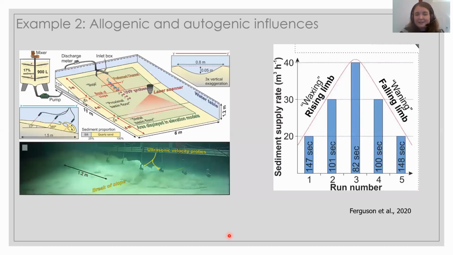We can make, of course, a lot more sophisticated experiments than these single-run ones. And if we want to see, for example, how cycles of sediment supply influence our deposits, then we have to run subsequent flows. And this is what we did in this study. We ran 5 subsequent flows, and we only increased the discharge. So we didn't change any other parameters. It was always the same sediment volume concentration. The topography of the basin didn't change. But we changed the discharge.